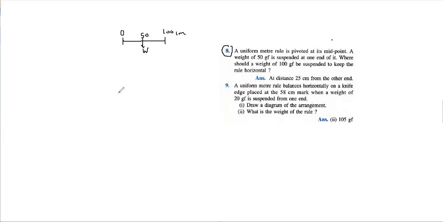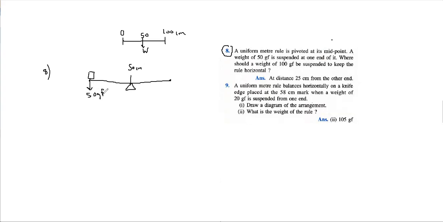Question number 8. I would always advise you to keep a ruler with you for solving such questions. The question says a uniform meter rule is pivoted at its midpoint. So let's draw. This is a uniform meter rule which is pivoted at its midpoint. Pivoted at midpoint means it's at 50 centimeter. The fulcrum is at 50 centimeter, and a weight of 50 GF is suspended. So let's say this is the weight, which is 50 GF.